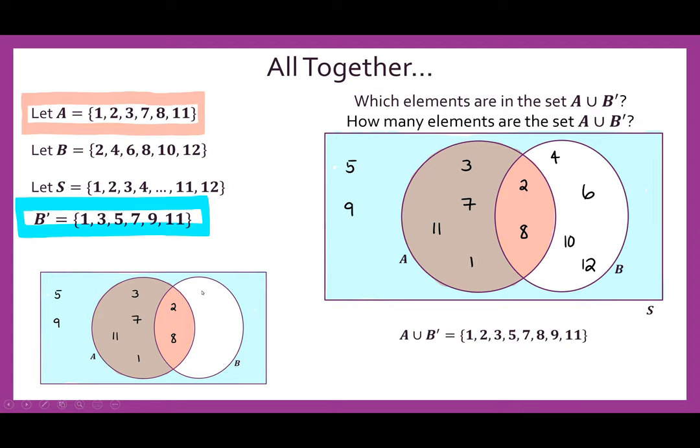So notice for the diagram, what I did was I just killed off that 4, 6, 10, and 12, because those aren't in the set A union B prime. So A union B prime consists of 1, 2, 3, 5, 7, 8, 9, 11. And the number of elements in A union B prime is 8. So this little n in front of the set indicates that you're telling us how many elements are in that set. So in the first line here, I'm describing the set, I'm saying what's in the set, and here I'm just telling you there are 8 things in the set.